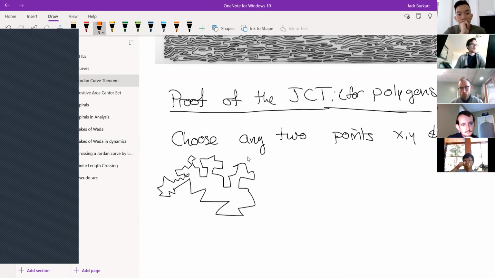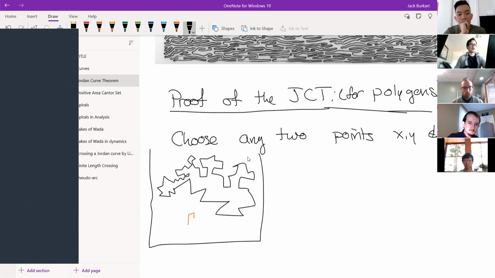So I have a polygonal Jordan curve gamma right here. That means it's some bounded set, some compact set in the plane, so it's contained in some square. I'm going to pick some base point x. Because my set is bounded and made out of finitely many line segments, I could calculate what square it's contained inside of. I can choose a point that's clearly in the exterior, which is clearly outside of the Jordan curve.